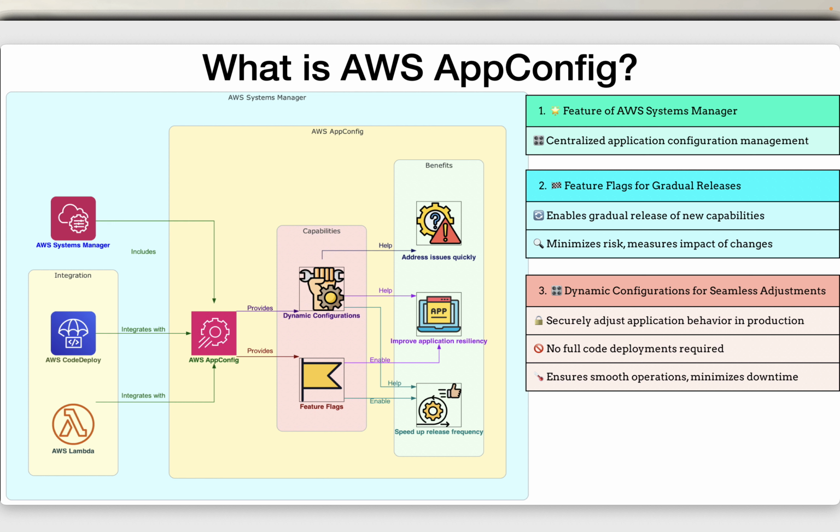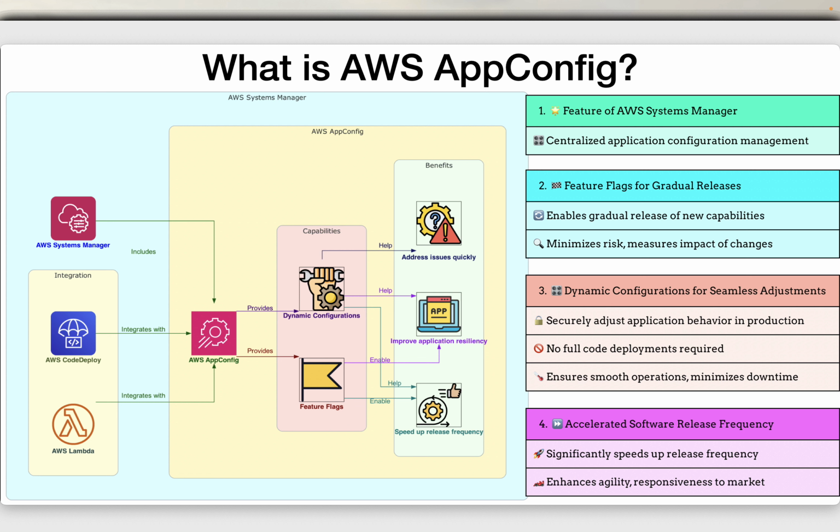With dynamic configurations, AppConfig empowers software developers to securely adjust application behavior in production environments without requiring full code deployments. This flexibility ensures smooth operations and minimizes downtime. By leveraging AWS AppConfig, organizations can significantly speed up their software release frequency. The ability to quickly deploy changes and configurations enhances agility and responsiveness to market demands.